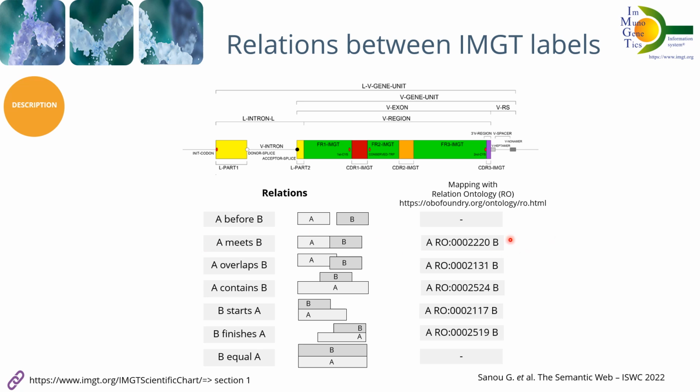Here are shown the identifiers of the concepts of the Relation Ontology that correspond to equivalent relations in IMGT. Indeed, we introduced mapping with other external ontologies to highlight these correspondences. The list of IMGT labels with their definitions is available from the IMGT Scientific chart page on the website.